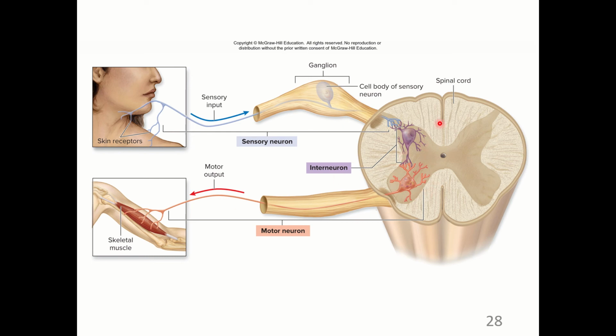Motor neurons carry the information from the central nervous system towards the effector. They are multipolar neurons as well, with many processes attached to the cell body. This is a somatic motor neuron because it is going to innervate the skeletal muscles.